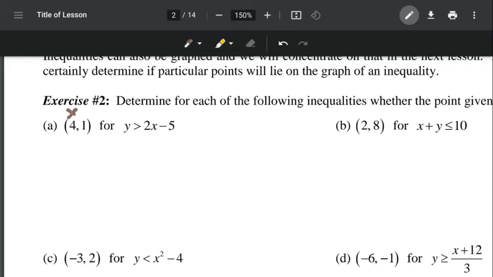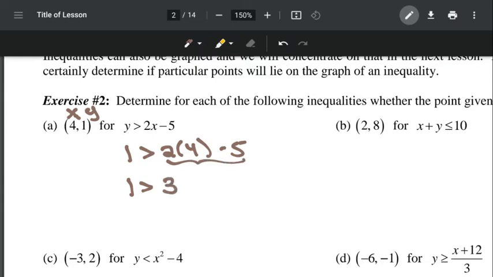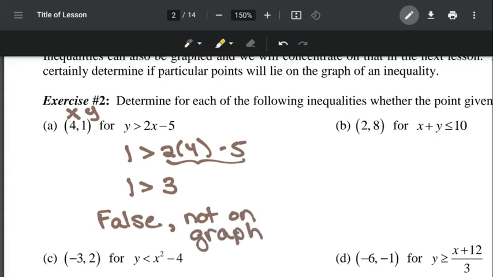So here we have 4 is x, 1 is y. I'm going to plug those numbers into our inequality. 1 greater than 2 times 4 minus 5. So same thing, I'm going to evaluate. 2 times 4 is 8 minus 5 is 3. Remember, the alligator mouth bites the bigger number. In this case, it's biting the 1, so that is false. So I'm just going to say whether the point given lies on the graph. False, not on graph. You could say the point 4, 1 is not on the graph, but I'm feeling a little lazy.